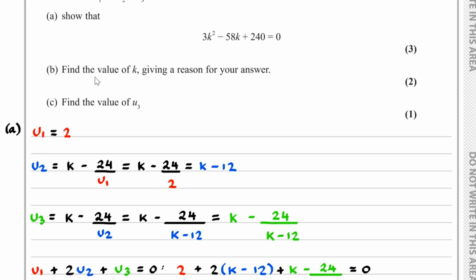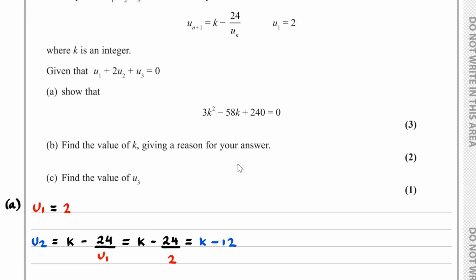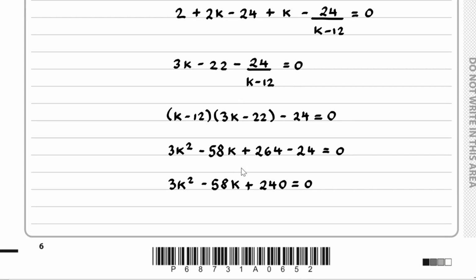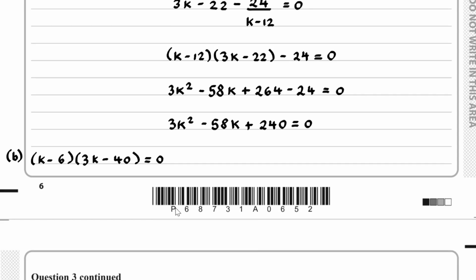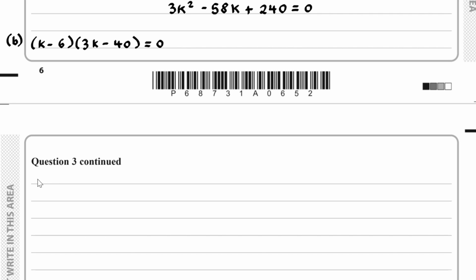And now for part B, we have to find the value of k, giving a reason for your answer. Well, for part B, if we factorize this quadratic, we have k minus 6 lots of 3k minus 40 equals 0. And if we attempt to solve, you can see k is either equal to 6 or 40 over 3.